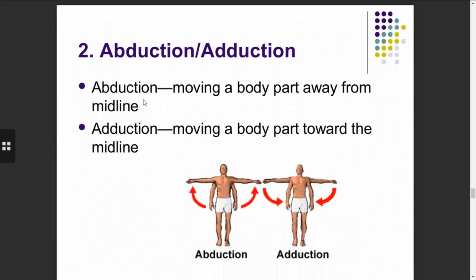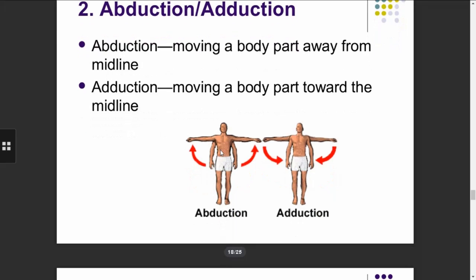So now we will discuss abduction and adduction. Abduction means that it is moving away from the body part, moving away from the midline structures. Adduction is when the structure is moving toward the midline structures, like this one. These are the midline structures, or median line, or midline. Now the arm is moving away from the midline structure, then we will call it abduction. If that arm is going toward the midline, then we will call it adduction of the arm.